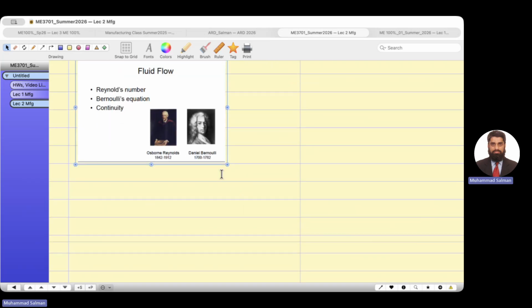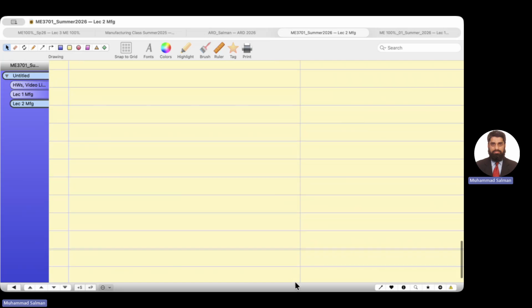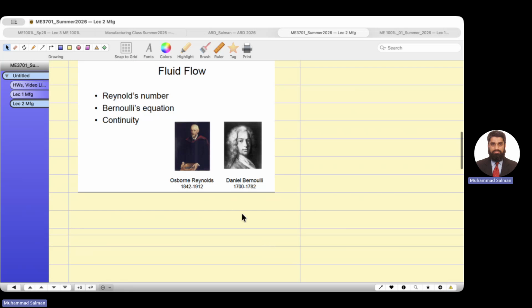So these are the engineers who helped us understand the fluids: laminar flow, energy of the fluid, Bernoulli's equation, energy of the fluid through the channel. When we pour anything into the channel, the energy remains constant. The sum of energies, potential energy, pressure energy, kinetic energy, the summation is constant at any cross section of the pipe.